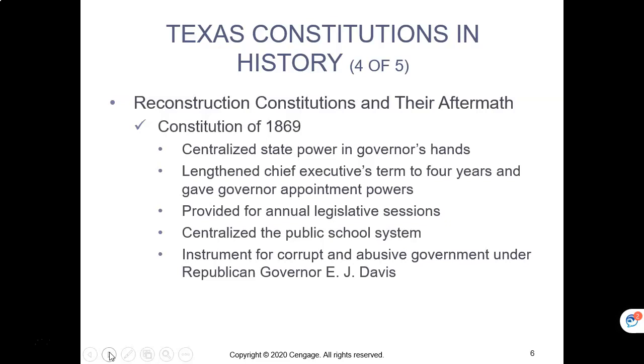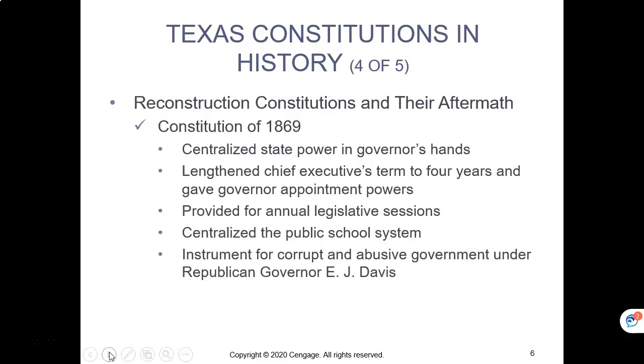It provided for, instead of once every other year, a legislative session once a year. The new constitution had a centralized public school system, and under this constitution, the state of Texas, primarily former slaves, elected Governor Edmund James Davis.